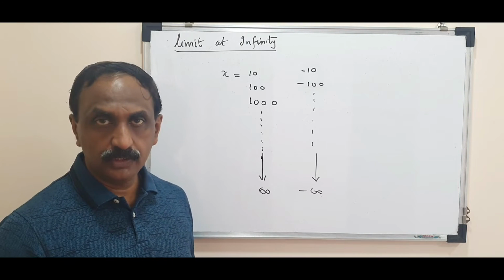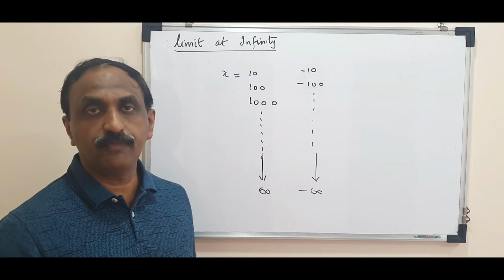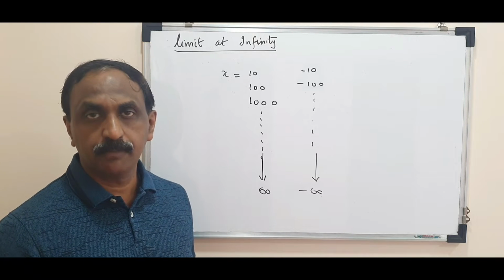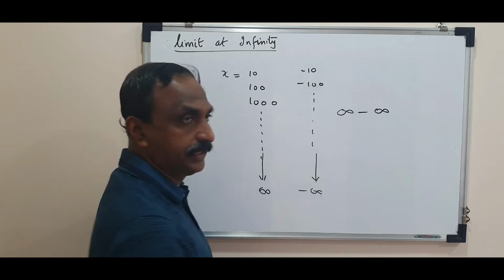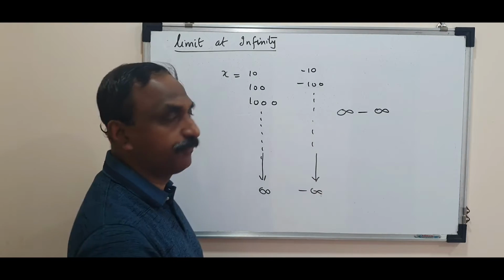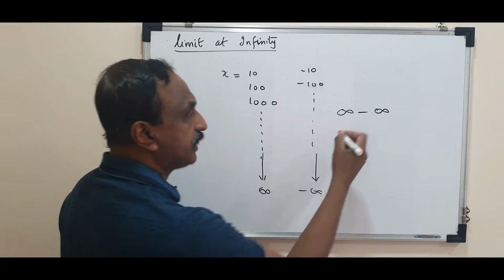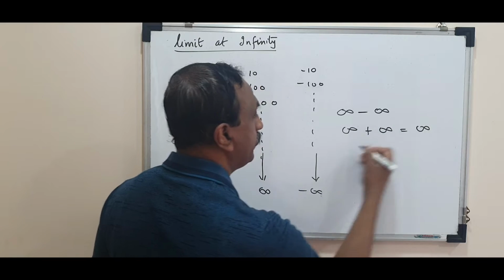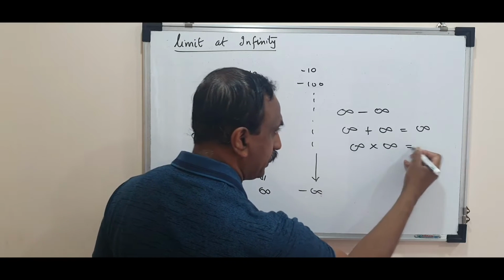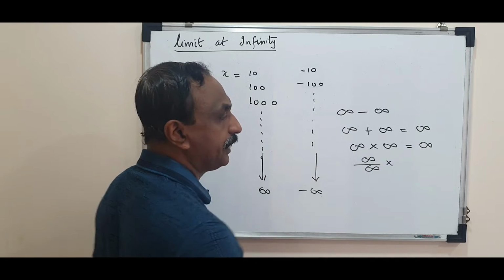What we are going to do is see what happens to the value of the function when x is tending to infinity. That's what we are going to discuss in this particular case. One thing you must remember: infinity minus infinity cannot be done. Too large a number minus too large a number is not zero. In the same way, infinity plus infinity is infinity. Infinity multiplied with infinity is infinity. Again, infinity divided by infinity cannot be done.